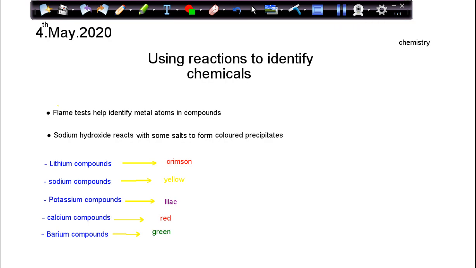Using reactions to identify chemicals. Flame tests help identify metal atoms in compounds. Sodium hydroxide reacts with some salts to form colored precipitates. We have here the flame test colors: lithium compounds crimson, sodium compounds yellow, potassium compounds lilac, calcium compounds red, and barium compounds green. So this was all about using reactions to identify chemicals.